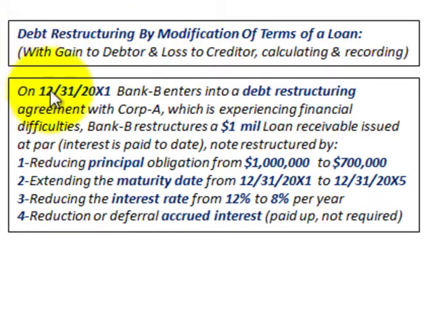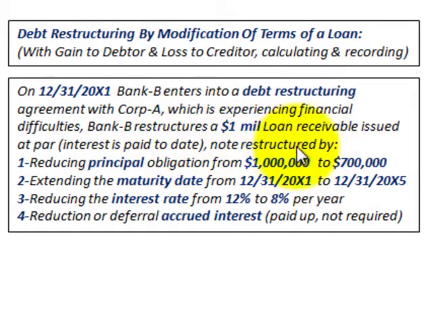So for example, on 12/31/20X1, Bank B enters into a debt restructuring agreement with Corporation A. Corporation A is experiencing financial difficulties, and they're not going to be able to pay Bank B on a note that's payable to Bank B. So Bank B is going to restructure a $1 million loan receivable from Corporation A, and it was issued at par and the interest is paid up to date, so we're not going to have to worry about the interest in this example.